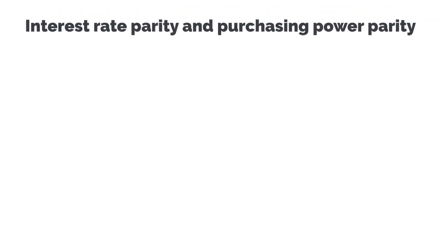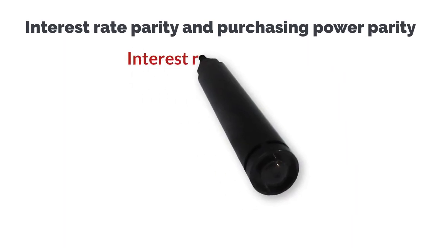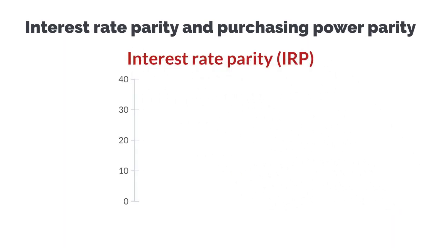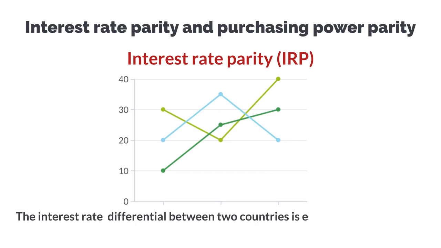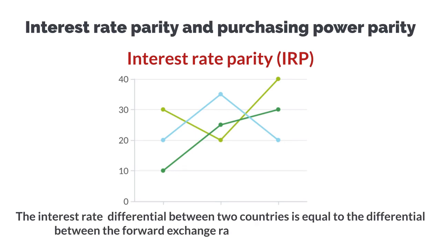Interest rate parity and purchasing power parity. Interest rate parity, IRP, is a theory according to which the interest rate differential between two countries is equal to the differential between the forward exchange rate and the spot exchange rate.